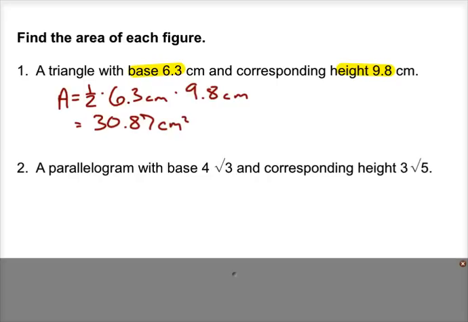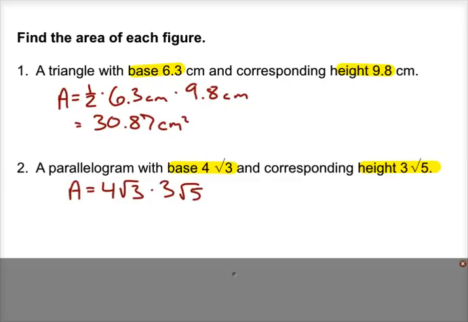Number 2, a parallelogram with a base 4 square root of 3 and corresponding height 5 square root of 3. And similar to the last one, they're telling me the two important pieces of information. I have the base and I have the height, and I know the formula is base times height, so it's going to be base 4 square roots of 3 times height 5 square roots of 3.